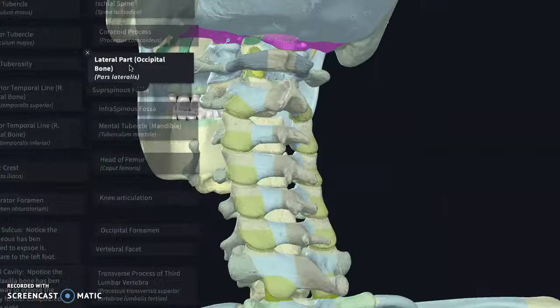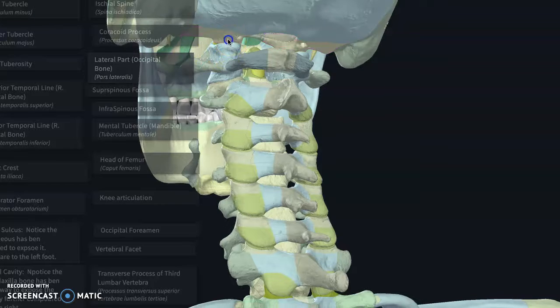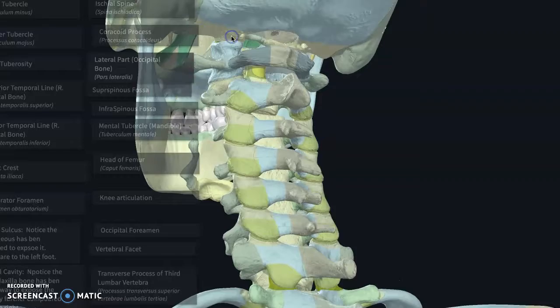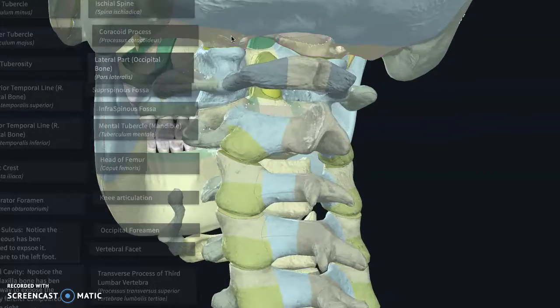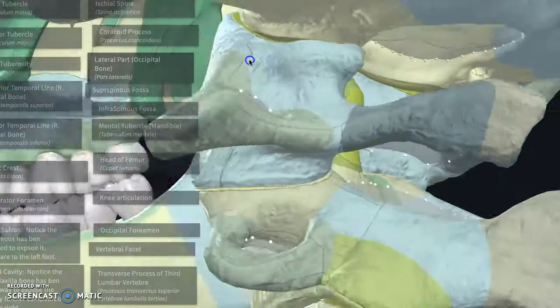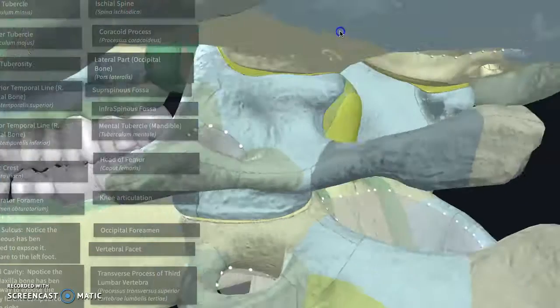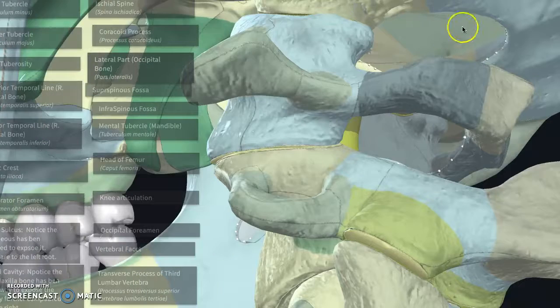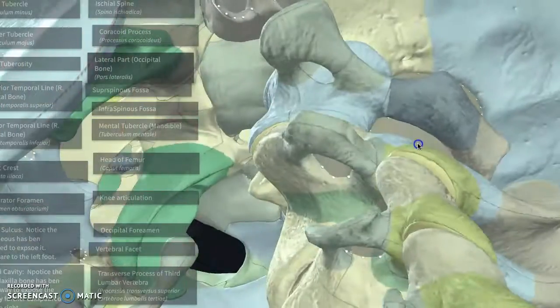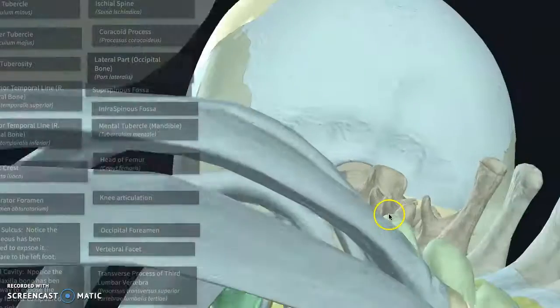And then lateral part of the occipital bone, that is actually a condyle, and that shouldn't be labeled lateral part. I'll see if I can isolate out the condyle. But right in here, this area of your occiput, which is the base of your skull. Here's another foramen, by the way. Your nerves from your brain come down and travel right through all of your vertebrae here. This is fun. I'll get back to that.